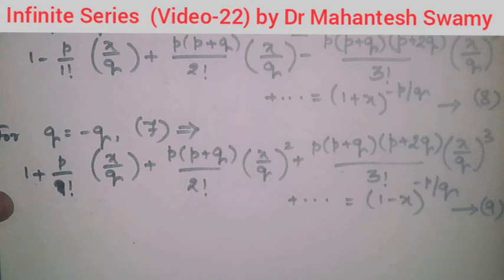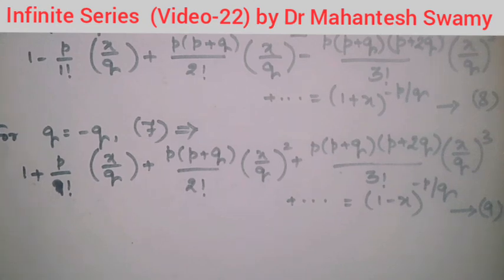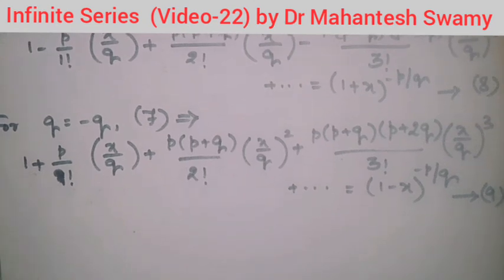So these are the series we are going to use while solving the problems. So let us consider the examples on finding the sum of the infinite series using the binomial series, which we have discussed in 9 different forms.